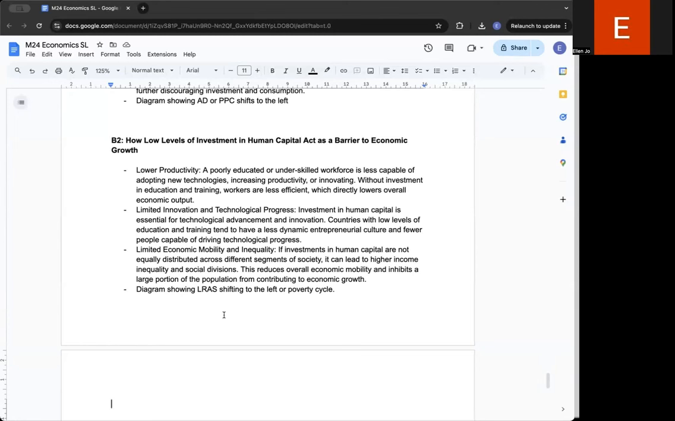Countries with low levels of education and training tend to have a less dynamic entrepreneurial culture and fewer people capable of driving technological progress. Also, if investments in human capital are not equally distributed across different segments of society, it can lead to higher income inequality and social divisions. Therefore, it can definitely worsen overall economic mobility and inhibit a large proportion of the population from contributing to economic growth. This time, probably a PPC or a long-run aggregate supply curve shifting to the left would work.